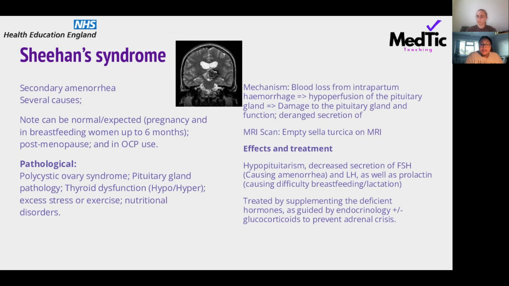The effects, as we can see here, can lead to a decreased secretion of FSH and LH, as well as prolactin. So women might come in 6-7 months down the line and they're still experiencing difficulty breastfeeding. That could also be a key red flag to look out for. And we can treat it, especially with the breastfeeding, by supplementing hormones. Generally, this will also include a referral to endocrinology for long-term management for these women.